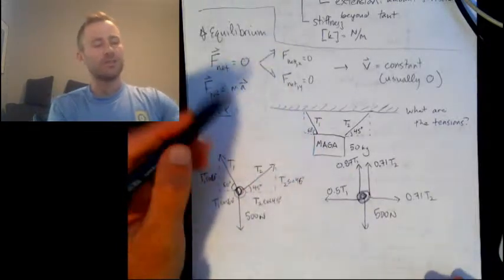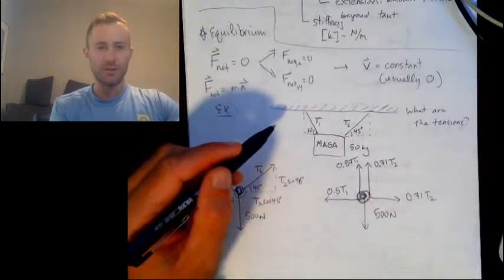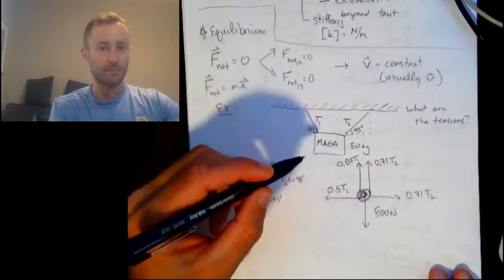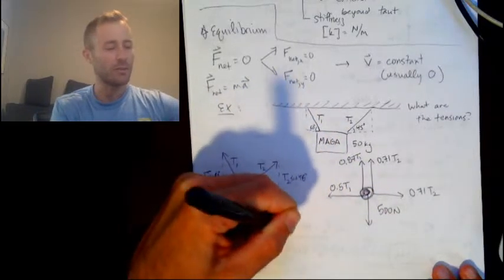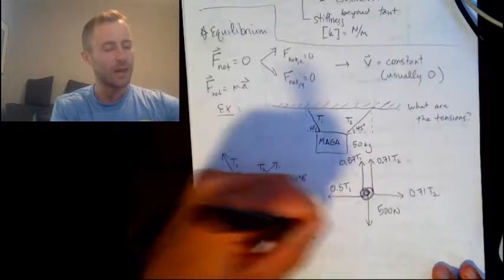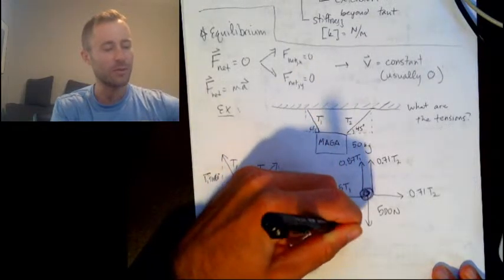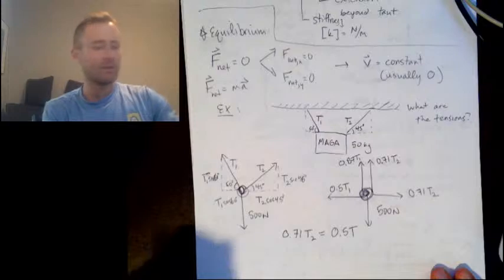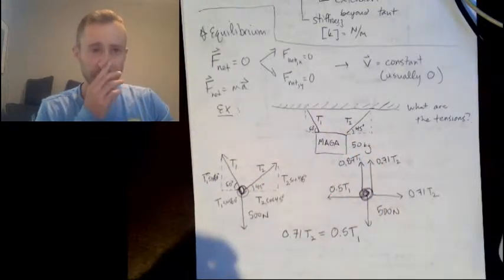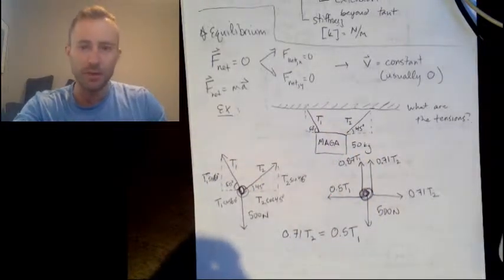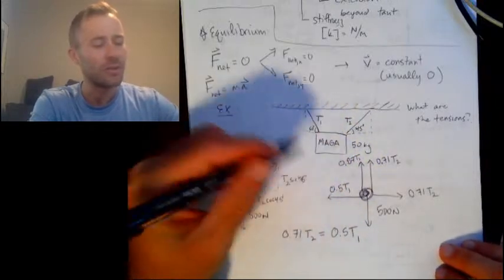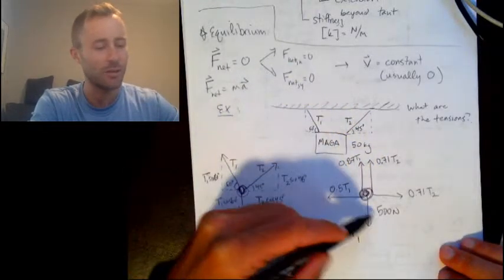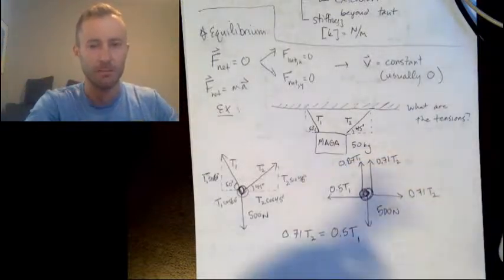So the fact that this sign is in equilibrium means that the horizontal forces have to balance. Okay? There are two horizontal forces. So that means that 0.71 T2 has to equal 0.5 T1. If they don't, then the horizontal forces will not match, and it'll accelerate sideways. Similarly, the upward forces have to equal the downward forces, otherwise the sign accelerates up or down.